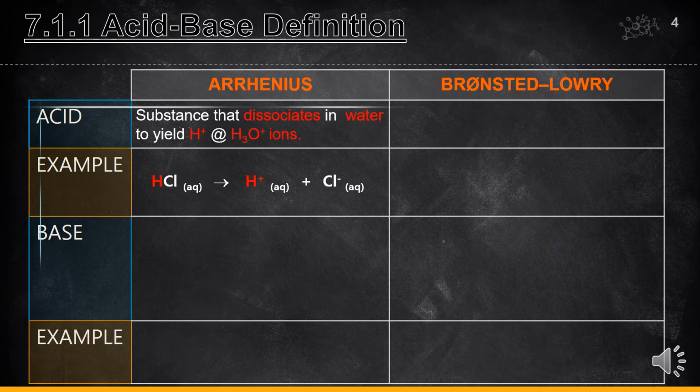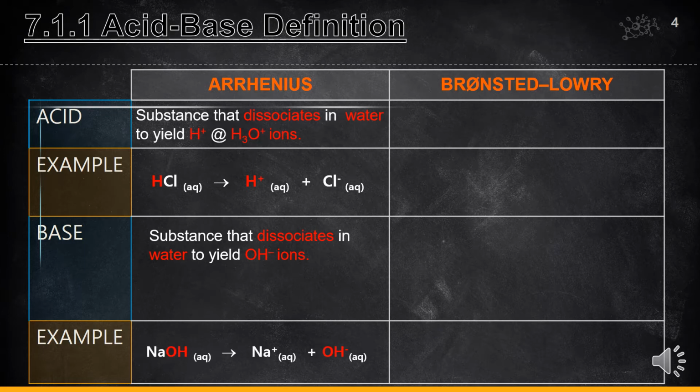While base is a substance that dissociates in water to yield hydroxide ion. For example, sodium hydroxide will dissociate in water to form sodium ion Na+, and hydroxide ion OH-.